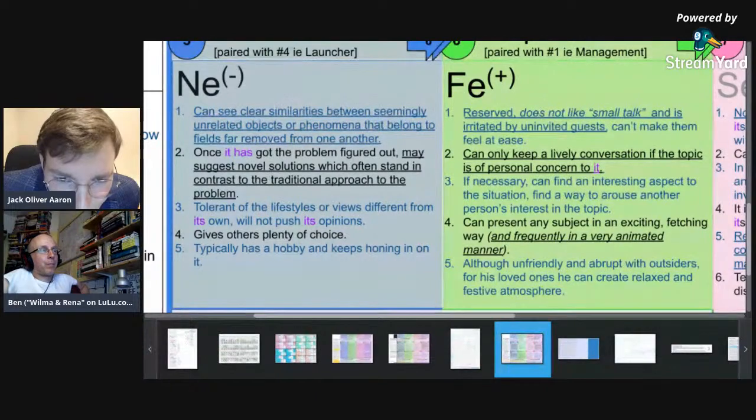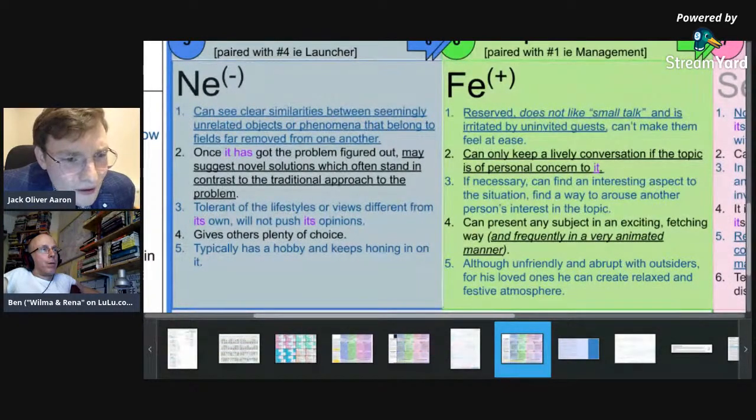Although unfriendly and abrupt with outsiders, for his loved ones, he can create a relaxed and festive atmosphere. If necessary, can find an interesting aspect of a situation, find a way to arouse another person's interest in the topic. Well, that's demonstrably untrue. LIEs frequently struggle with making other people aroused in their interest in the topic. This is LII. And to say that an ILE is not going to be able to do that. But this is for LII. Oh, it's for LII. Yeah, I know that's for LII. So why are you suggesting an LII, if necessary, can find an interesting aspect of the situation, find a way to arouse another person's interest in the topic? It is a frequent criticism of LIIs, that they can't do this. That's why they need ESEs.